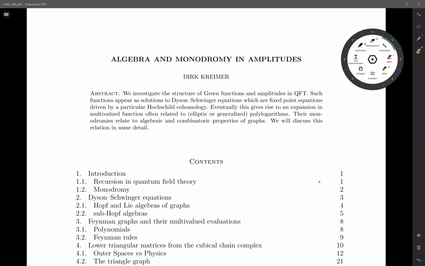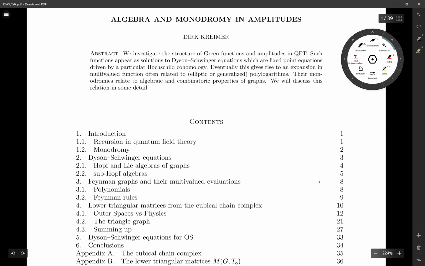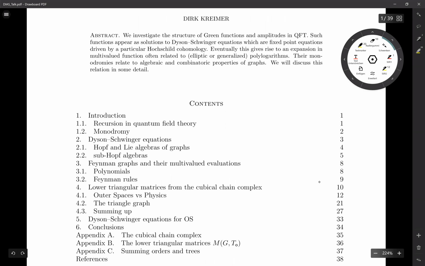Thanks for having me. So this is a talk on, as the title says, algebra and monodromy in amplitudes. Basically it starts with consideration of green functions and then shows that green functions are solutions of certain types of fixed point equations. And you can write these fixed point equations rather elegantly in terms of some Hochschild cohomology. Well, this gives rise to an expansion in multivalued functions.